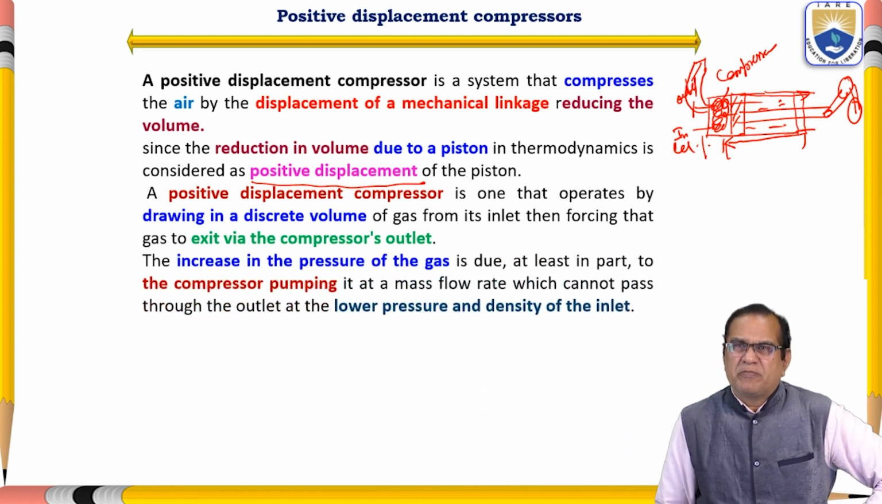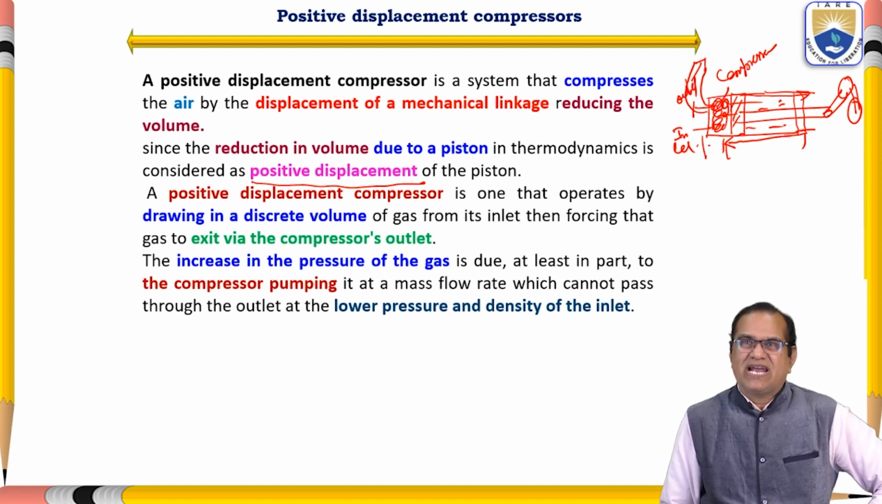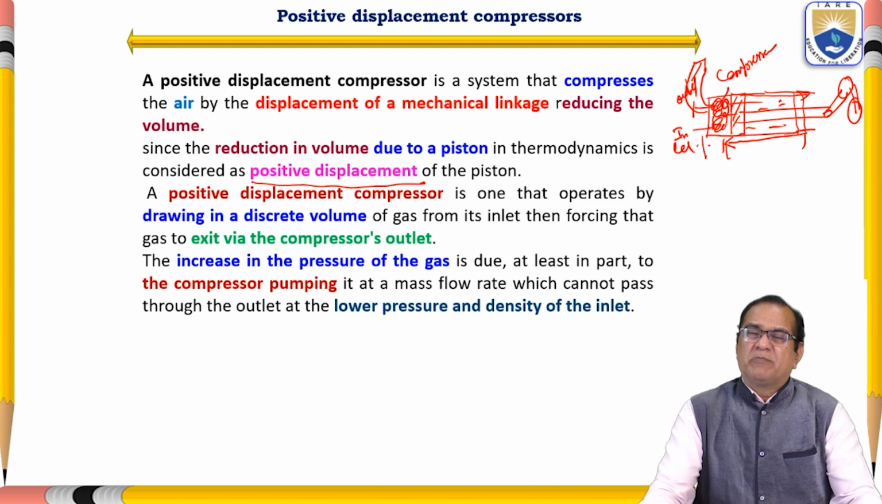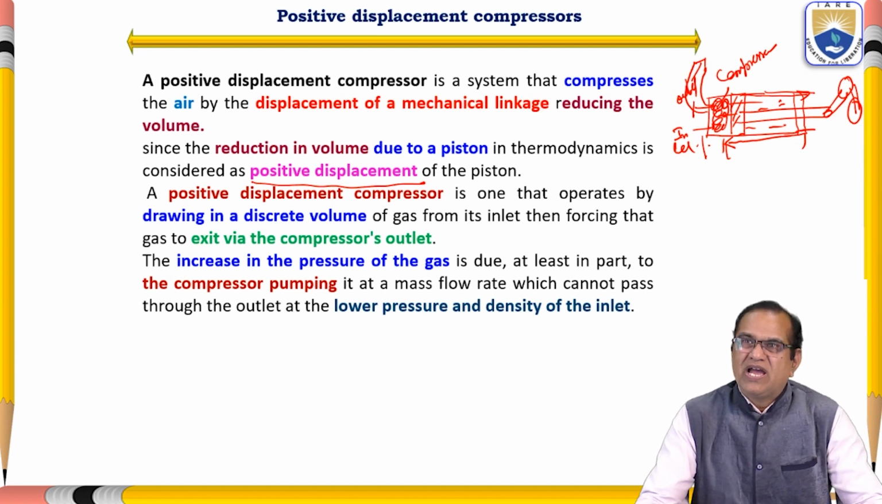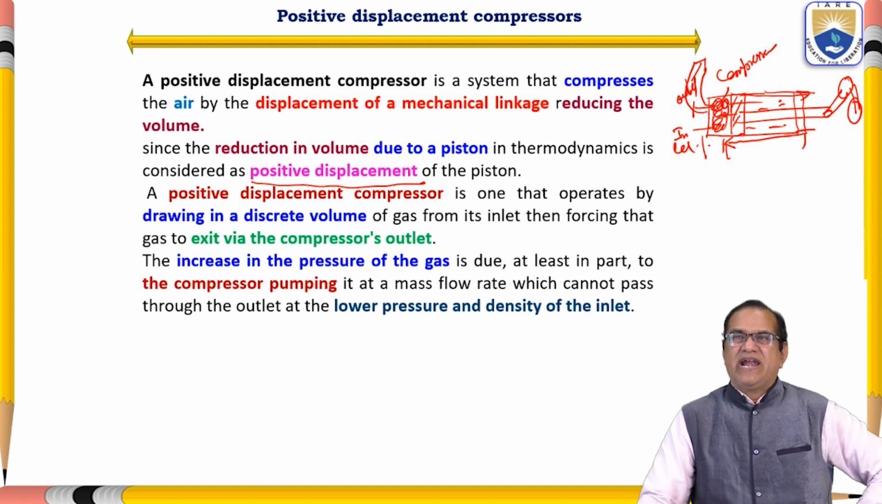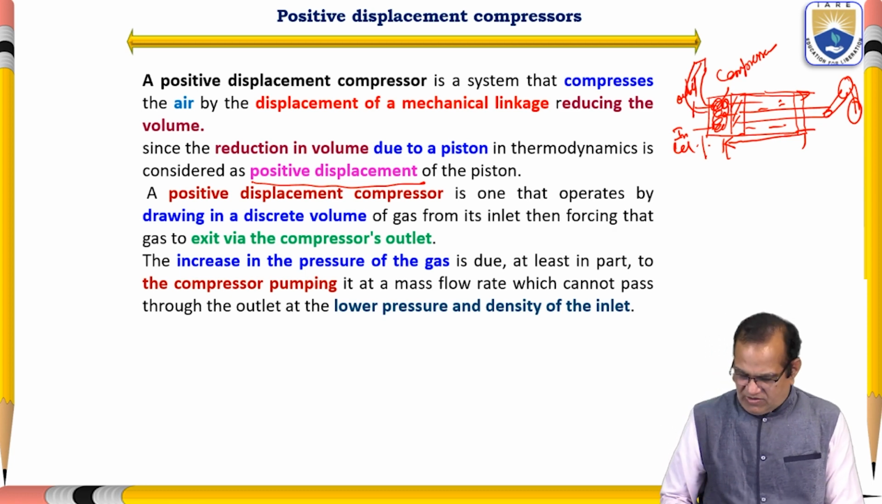The increase in the pressure of the gas is due at least in part to the compressor pumping it at a mass flow rate which cannot pass through the outlet at the lower pressure and density of the inlet.